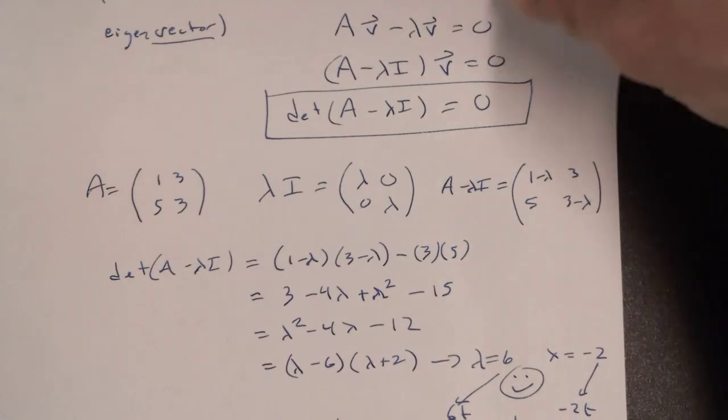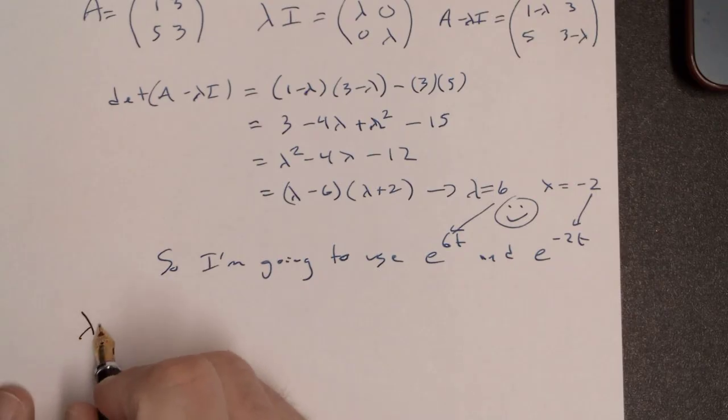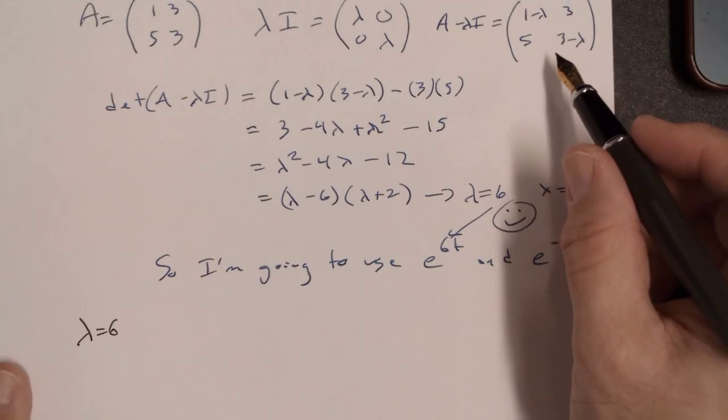So I'm going to take one of these numbers. I have to do them both, but I'm going to start with one of them. Which one do you want to start with? Say again? 6. Okay. So if I start with lambda equals 6, I go right here and I put in 6.